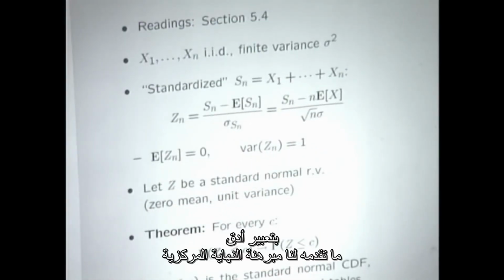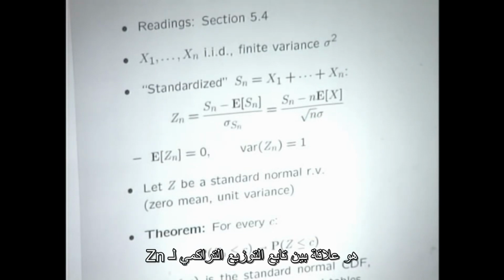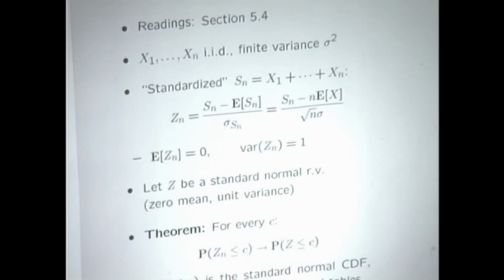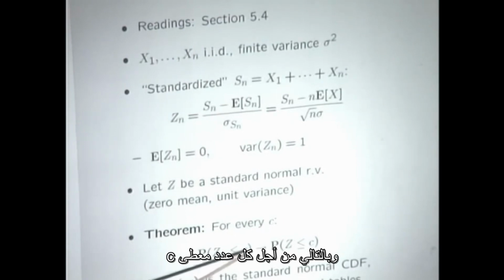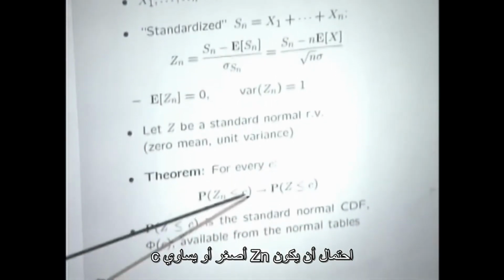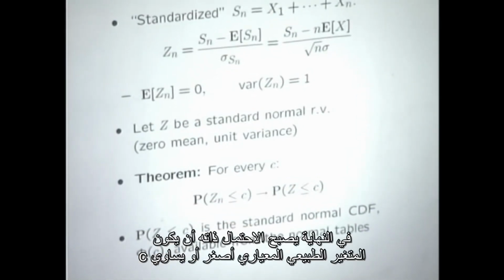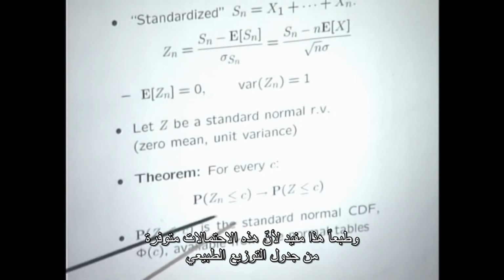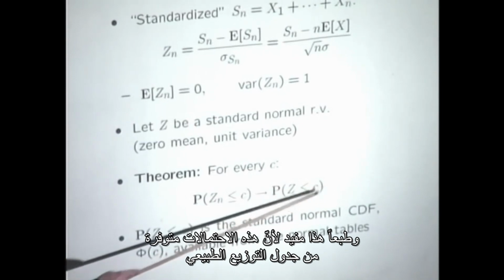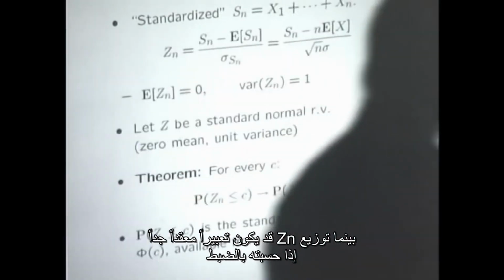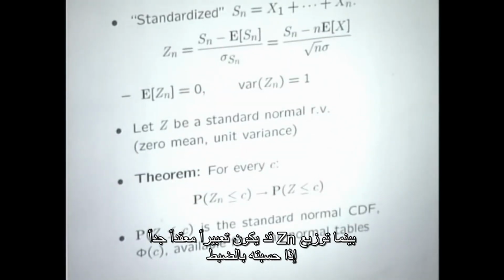More precisely, what the central limit theorem tells us is a relation between the cumulative distribution function of Zn and its relation to the cumulative distribution function of the standard normal. So for any given number c, the probability that Zn is less than or equal to c in the limit becomes the same as the probability that the standard normal is less than or equal to c. And of course, this is useful because these probabilities are available from the normal tables, whereas the distribution of Zn might be a very complicated expression if you were to calculate it exactly.